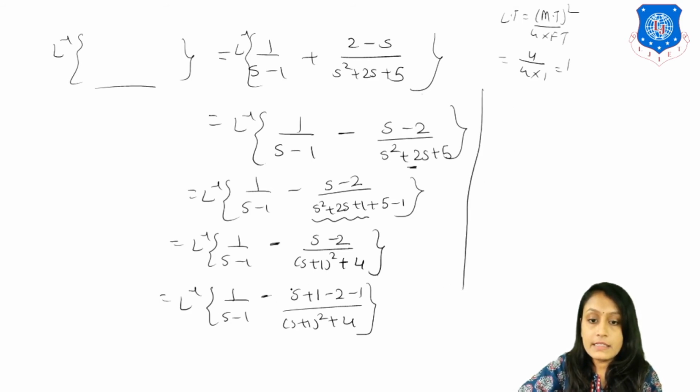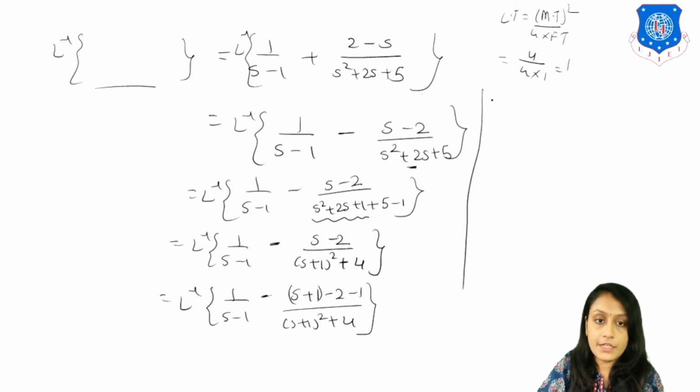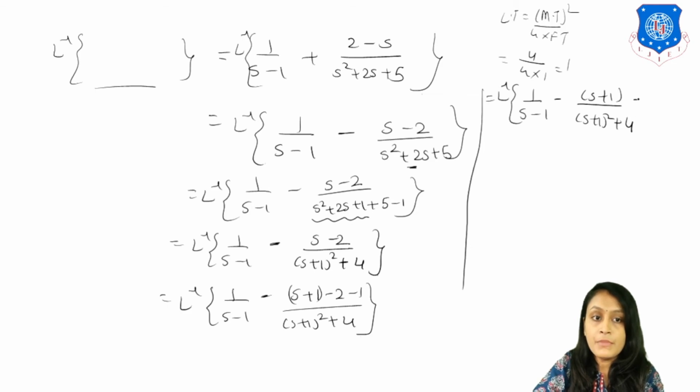Now what we'll do? We'll take this s plus 1 and this denominator, and this minus 3 and this denominator. So you will get Laplace inverse of 1 upon s minus 1 minus s plus 1 upon s plus 1 whole square plus 4, and this minus 3. So minus minus will become plus, so 3 upon s plus 1 whole square plus 4. Now to solve this, we have to apply the first shifting formula. We can solve this easily.